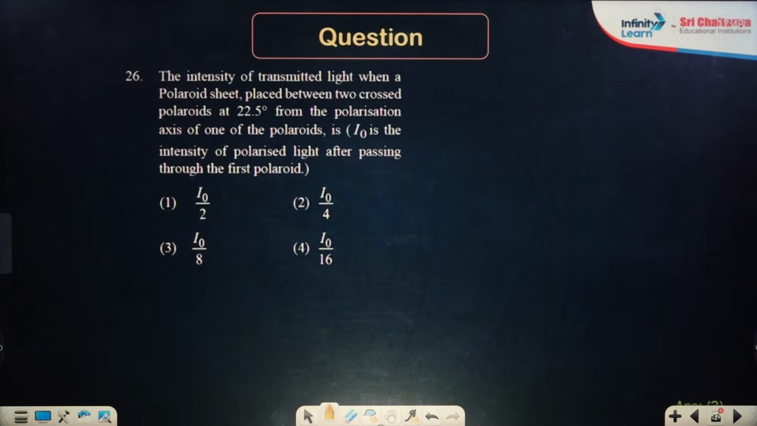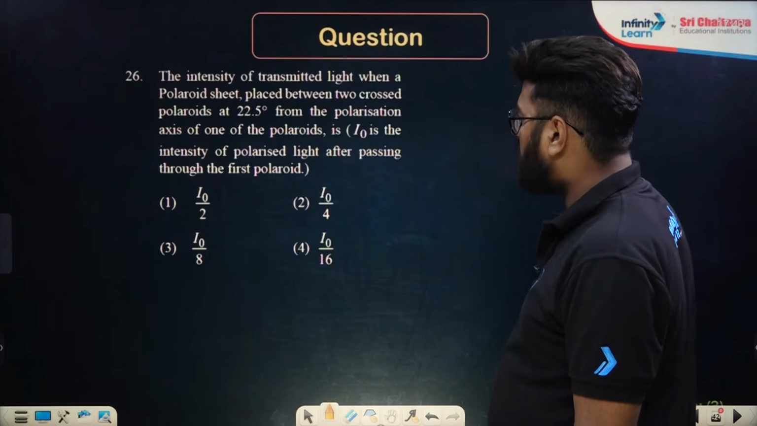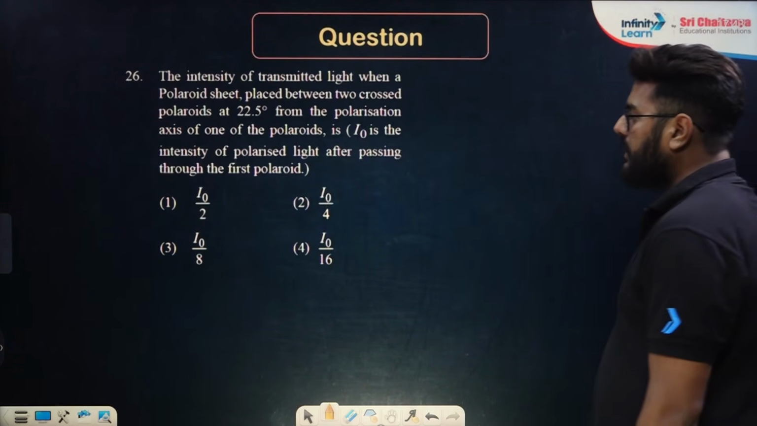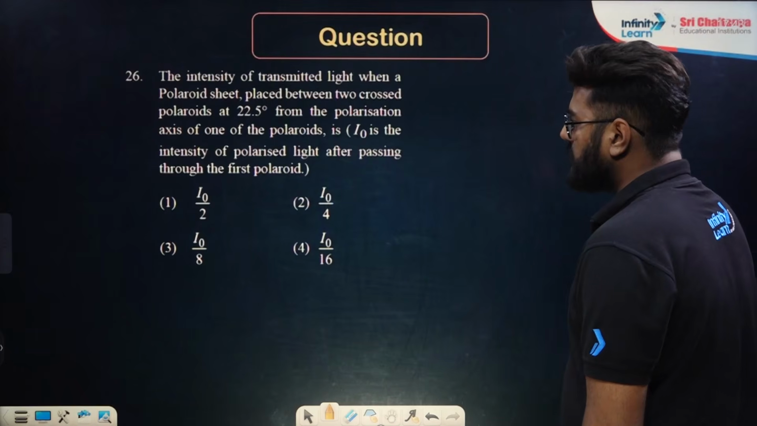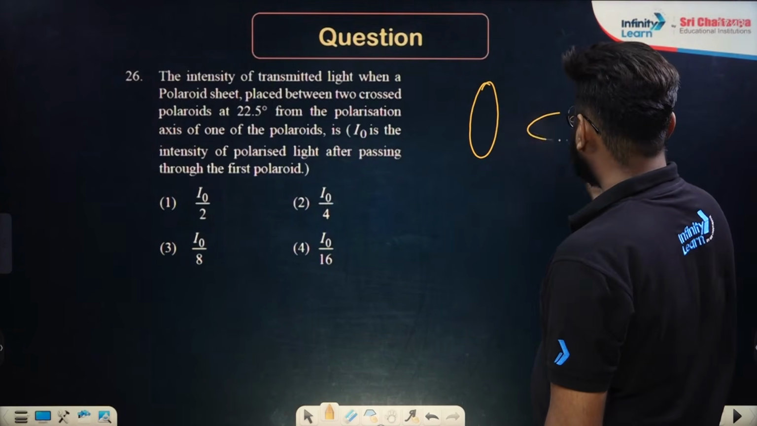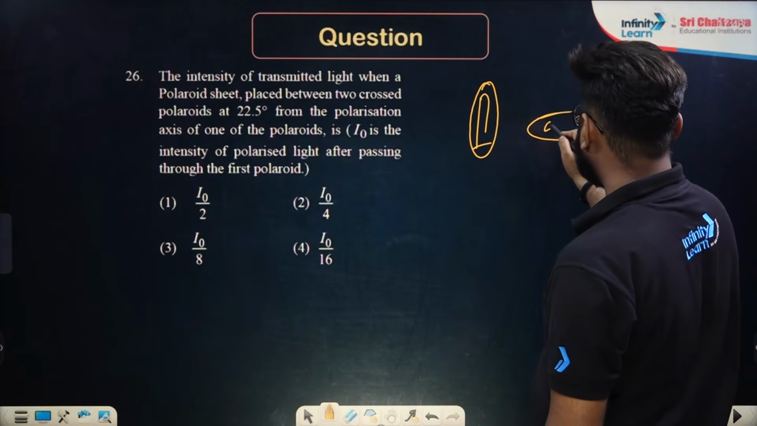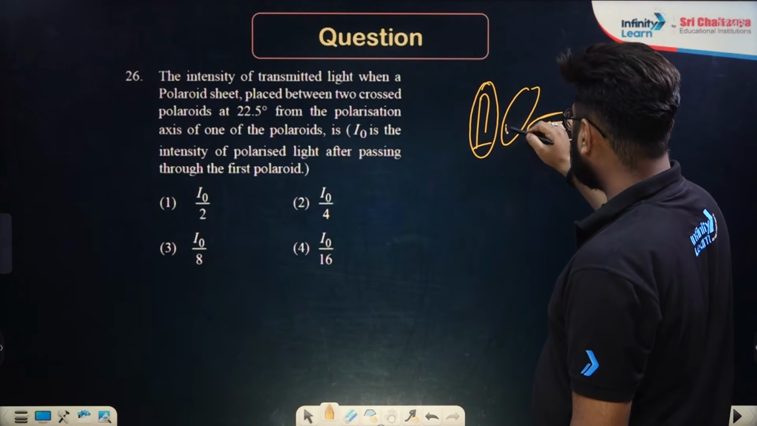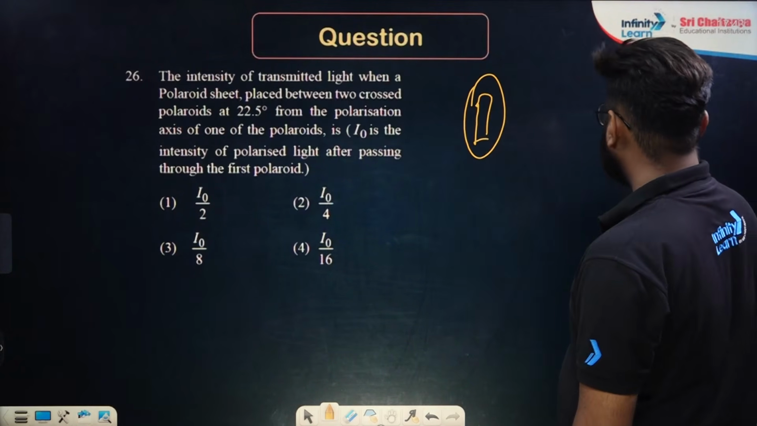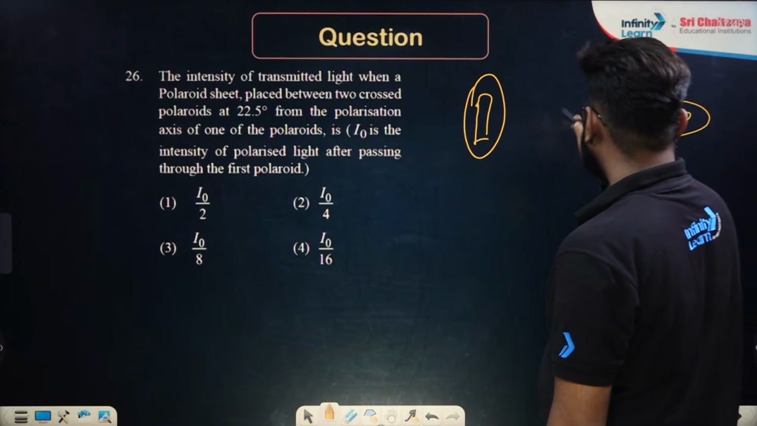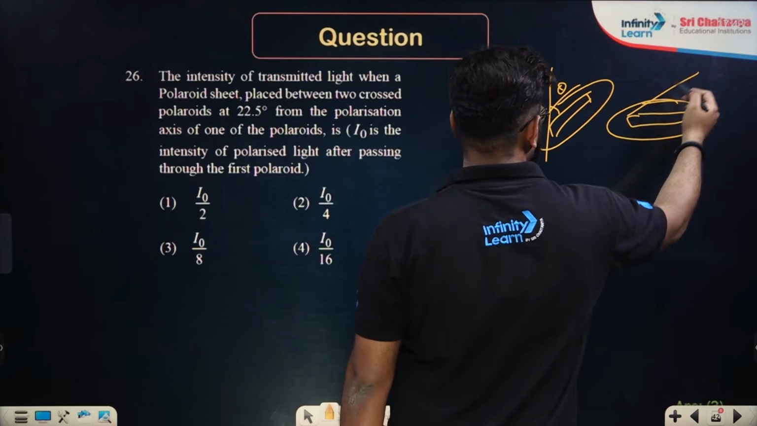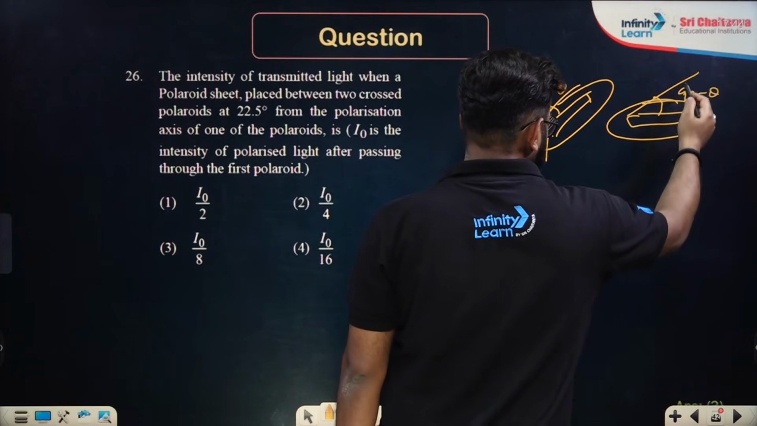Next is the intensity of transmitted light when a Polaroid sheet placed between two crossed polaroids is at 22.5 degrees from the polarization axis of one of the polaroids. I naught is the intensity of polarized light after passing through the first Polaroid. See, the Polaroid sheets are crossed, one over here, one over here. And now you're keeping one more like this. Now let's say this angle is theta. So this angle over here will be 90 minus theta, right?